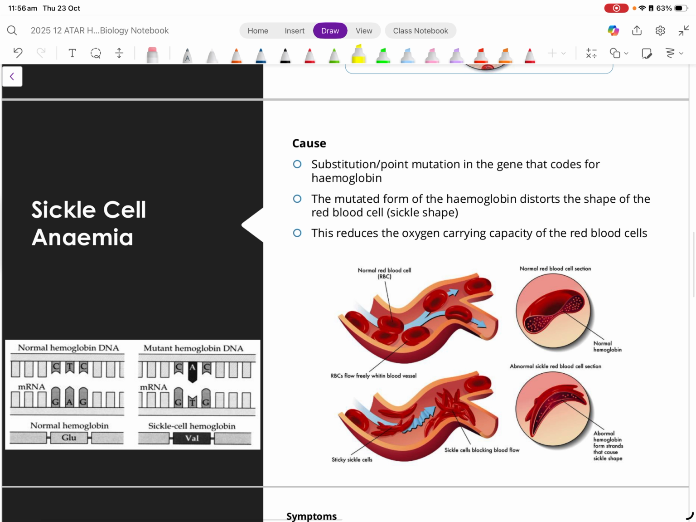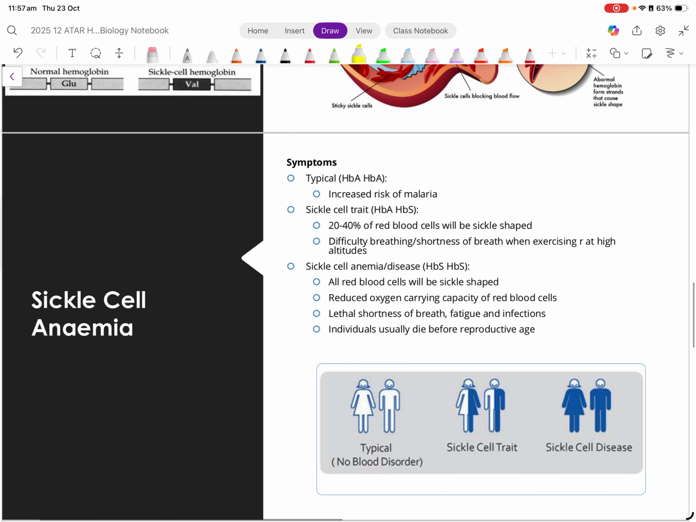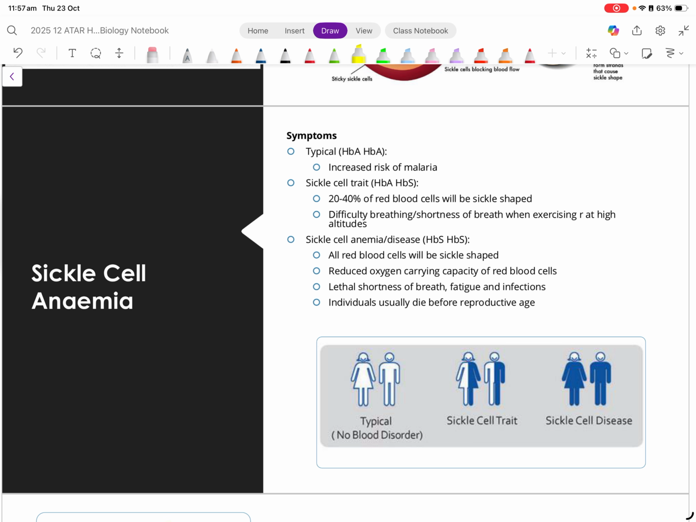So, sickle cell anemia. How did it arise? Well, this is a simple substitutional point mutation in a gene that codes for hemoglobin, and what it results in is a distortion of the red blood cell. The red blood cell, instead of forming a biconcave disc, forms a sickle cell shape. Now, while this changes its shape, most importantly, it reduces the ability of red blood cells to carry oxygen.